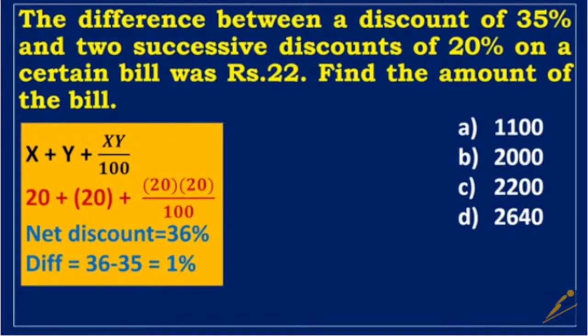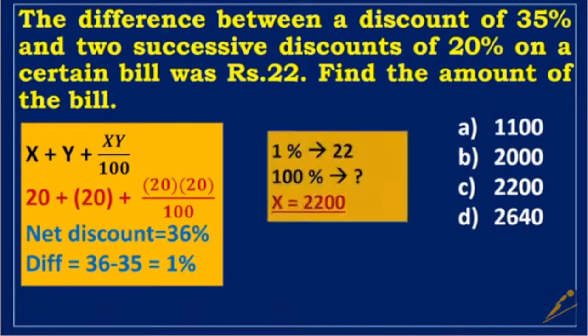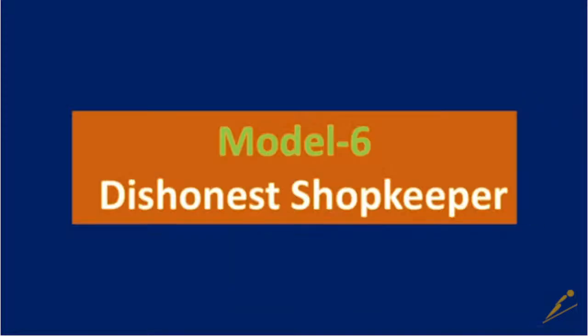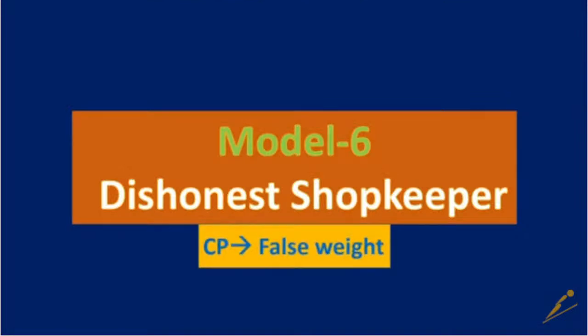The difference between a discount of 35% and 36% is 1%. In this case, the 1% is 22, then the 100% is the amount of the bill, which is 2,200 rupees. Model 6. Dishonest shopkeeper. Let's look at some examples to understand this concept.